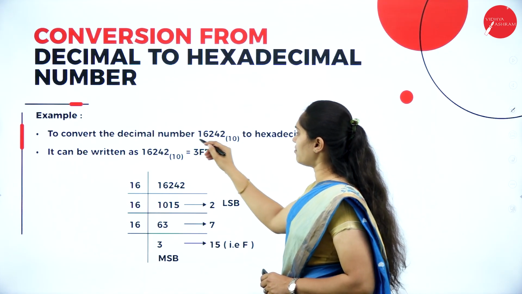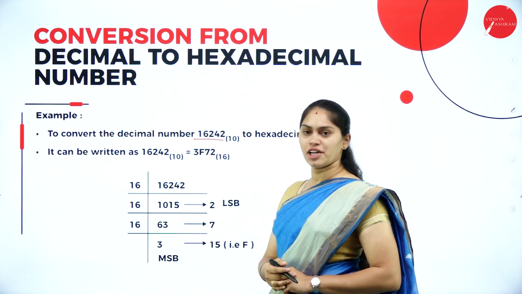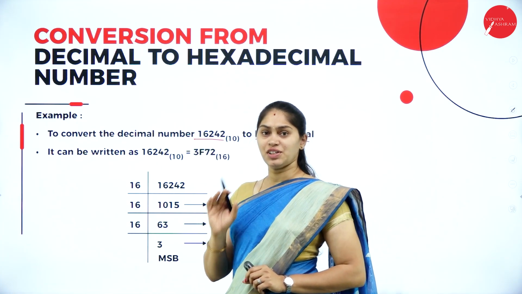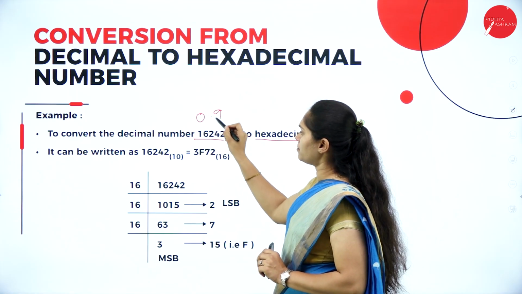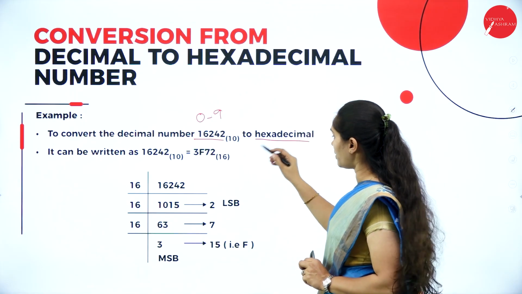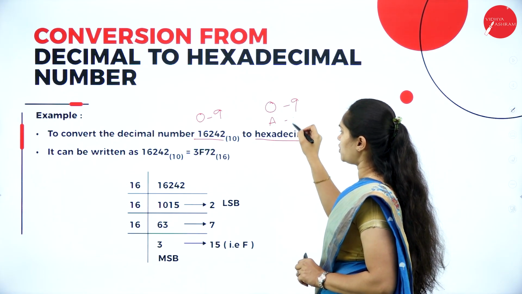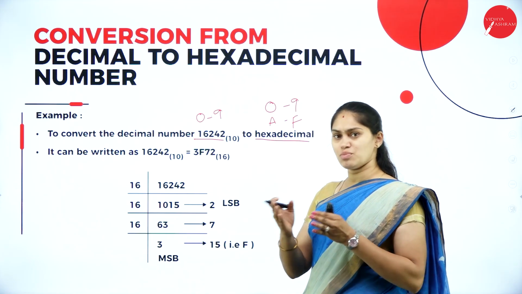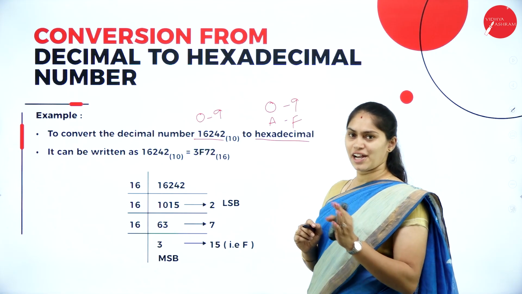So here I have a decimal number, 16,242, which is of base 10, that should be converted into hexadecimal. You need to understand, when it is a decimal number, it will be a combination between 0 and 9. But when it comes to hexadecimal, it will be 0 to 9 and A to F. So the remainder can be more than 10. So if it is more than 10, we have to write the equivalent value of A to F.